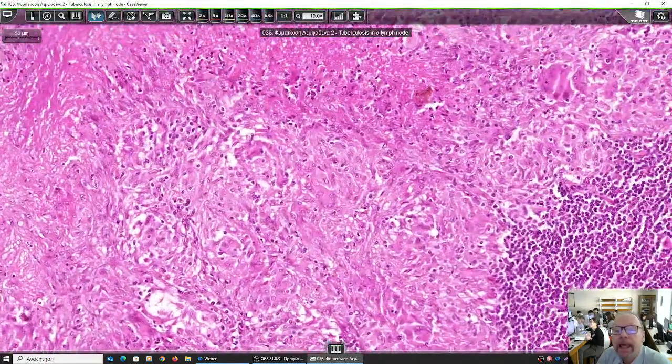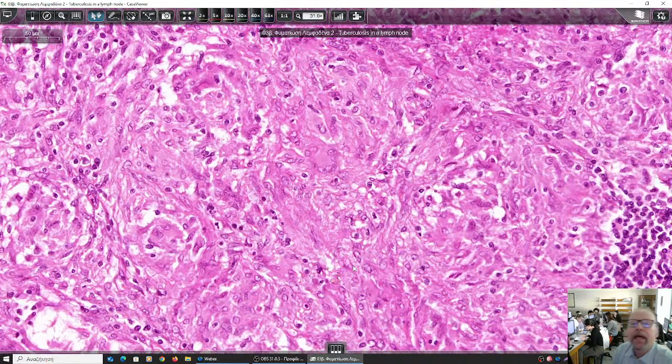And have a look here. There are some cells here that are multinucleated. They have many nuclei, so they are giant cells. These are due to the coalescence of macrophages. And interestingly, they have a configuration of the nuclei that looks like, how is it called? A horseshoe.